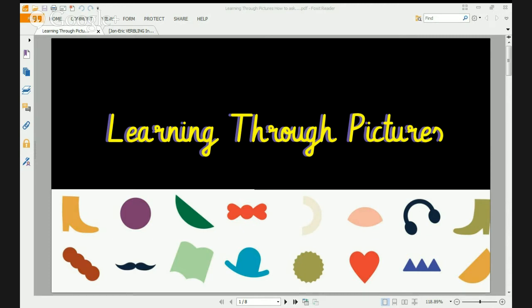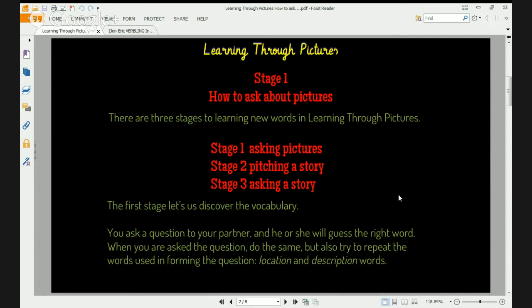Okay, so just to get started, let's see how this class works. There are 3 stages to learning through pictures. As you can see, there are 3 stages to learning new words through pictures. Stage 1 is called asking pictures. Stage 2 is pitching a story. Stage 3 is asking a story. So we'll try to do stages 2 and 3 in one class and stage 1 in the other.